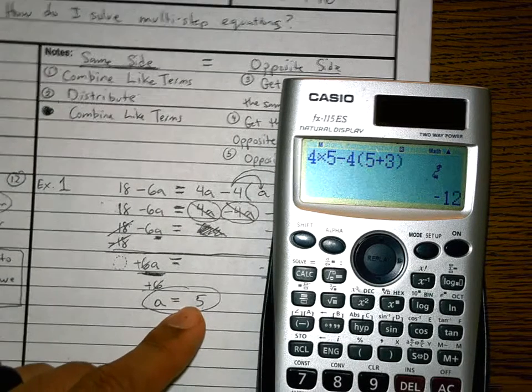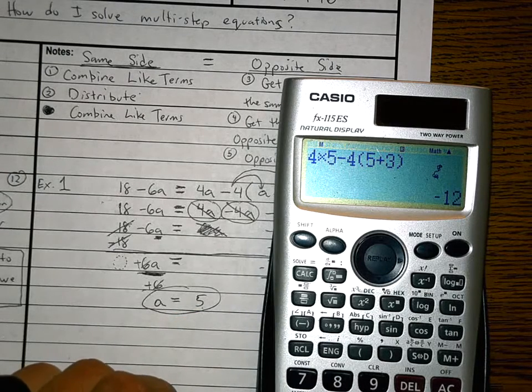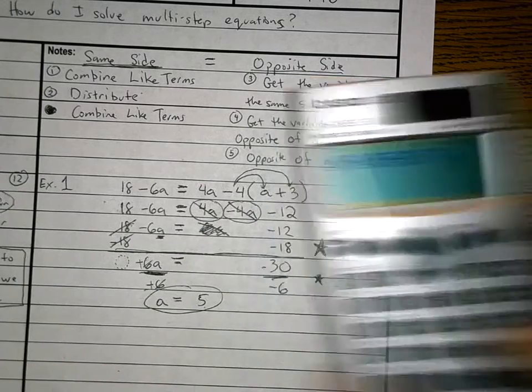You can check all your answers in 1.3 if you want to see if you are right. And you will know without a doubt whether you are right or whether you are wrong. Let's do one more example. And then we'll start our worksheet.